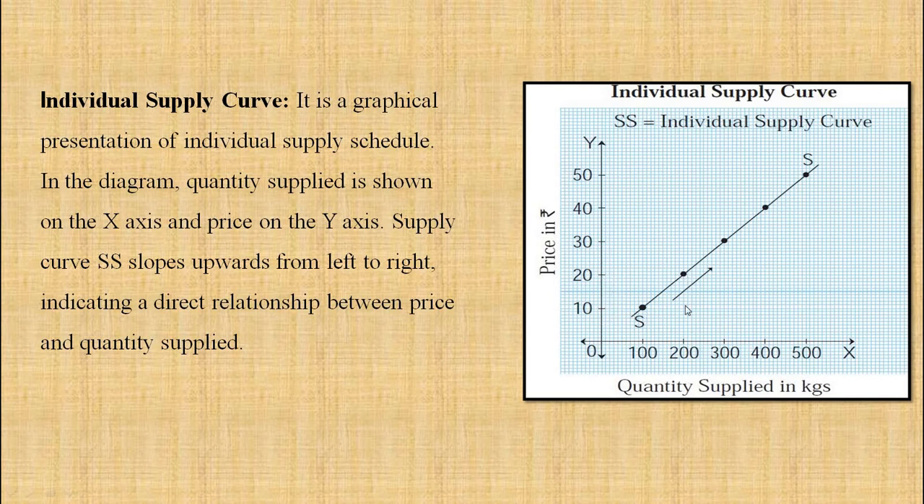When price is 20, supply is 200. Price is 30, supply is 300. Price is 40, supply is 400. Price is 50, supply is 500. That means as price rises from 10 to 20, 30, 40, 50, supply also rises from 100 to 200, 300, 400, 500. And SS is the supply curve which slopes upwards. This upward sloping supply curve indicates direct relationship between price and quantity supplied.